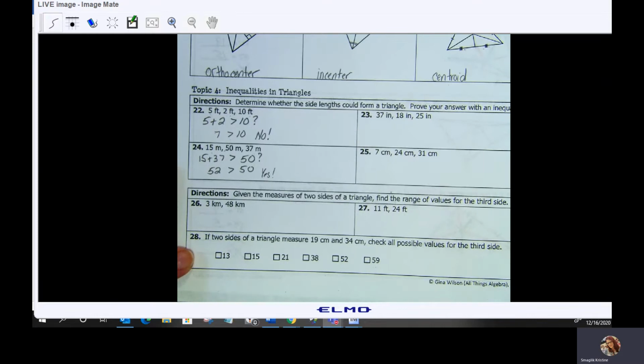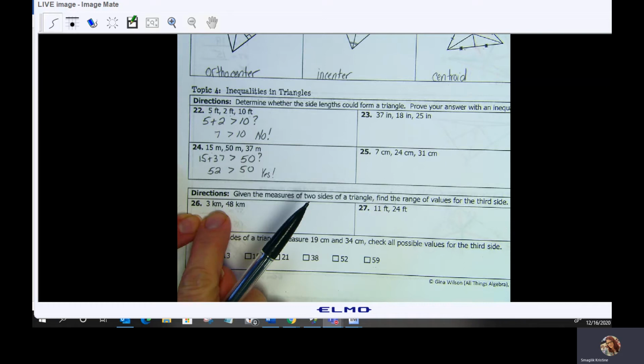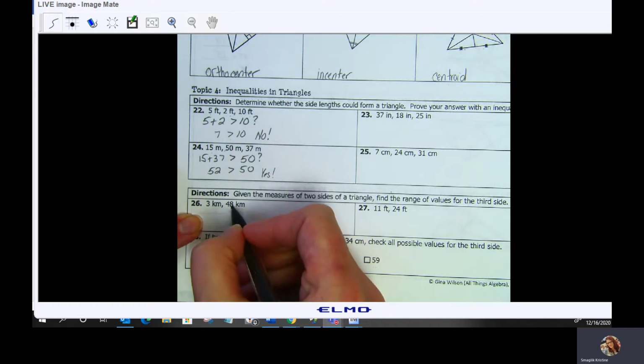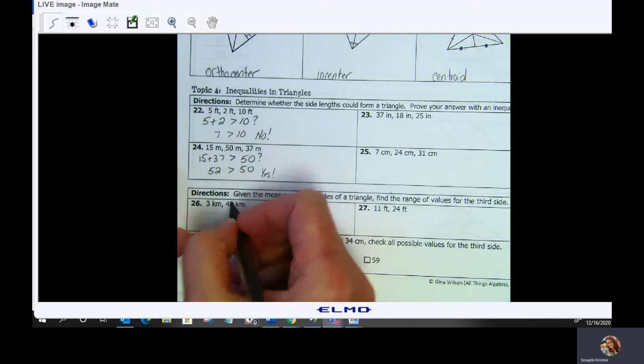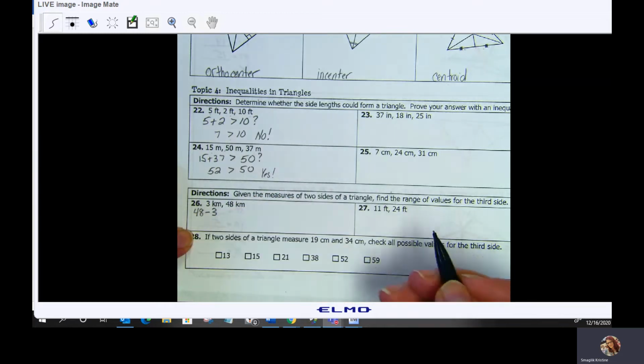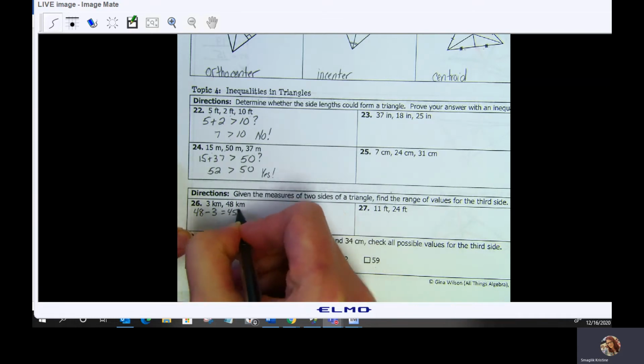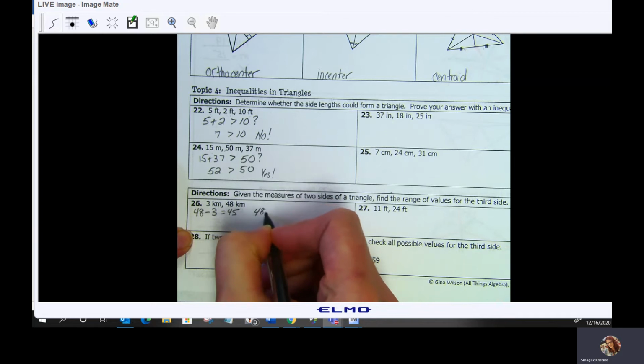Given the measures of two sides of a triangle, find the range of values for the third side. Here we're going to find the smallest value and the highest value. If I take 48 minus 3, you always start out doing subtraction. Make sure you subtract the smallest from the larger. You would never have a negative answer because we're talking distance. We don't measure distance in negative numbers. So that's 45.